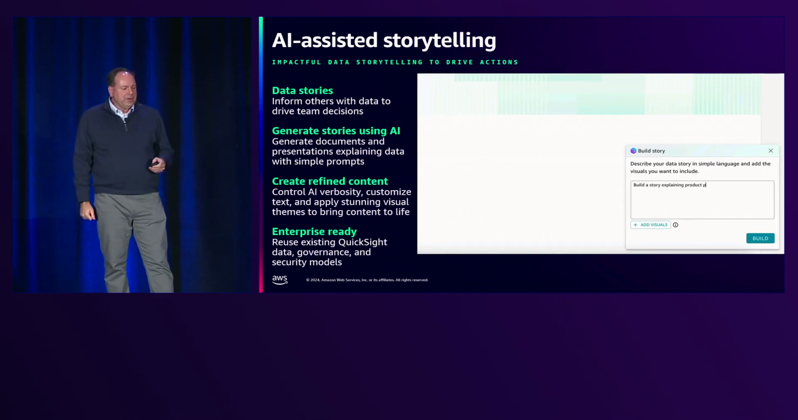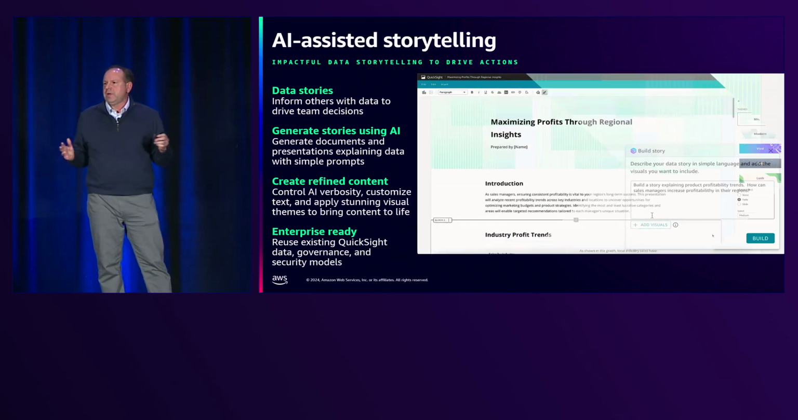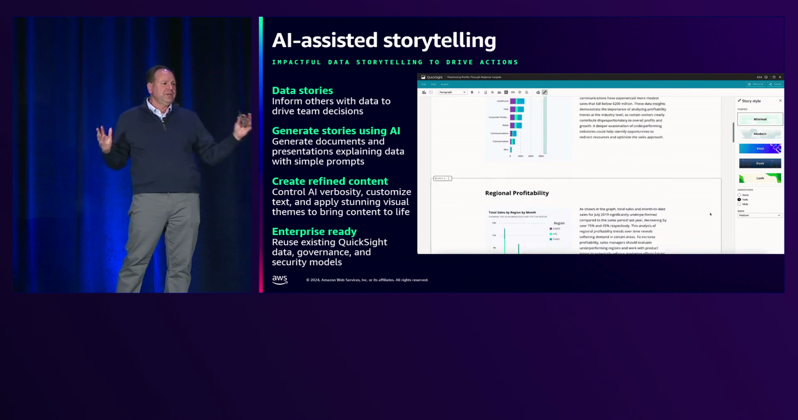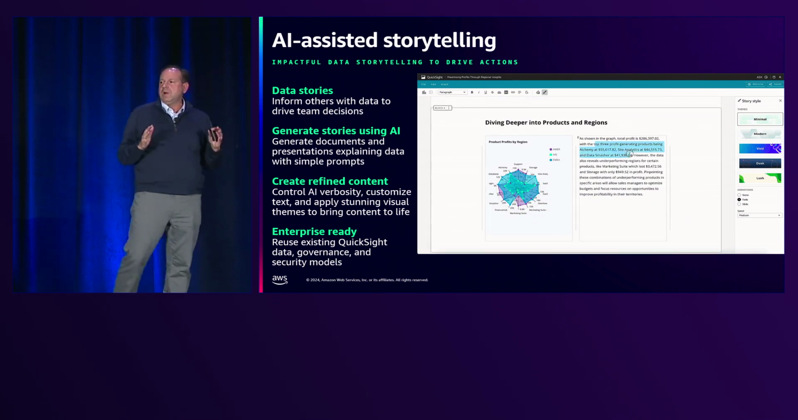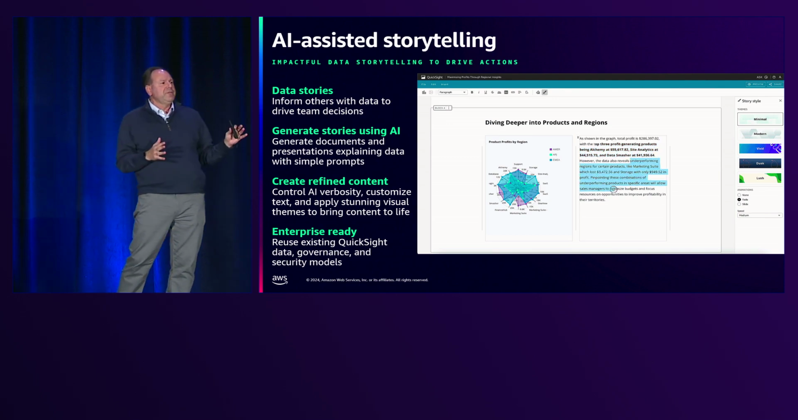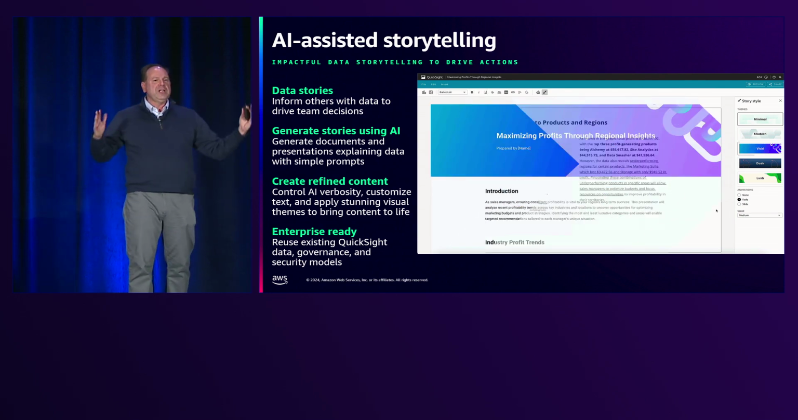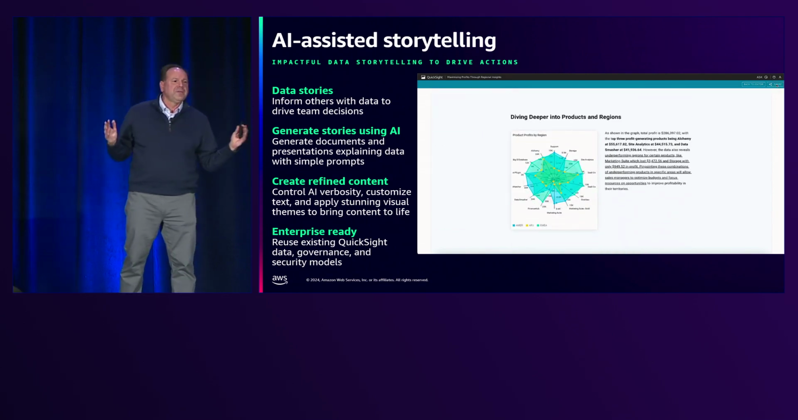This next capability is what we call AI-assisted storytelling. These are data stories. And simply what you do with this experience is you describe the narrative that you want to tell about your data. And the more information you give it, the better that it does. If you just come in here and you say sales, it'll produce something for you, right?